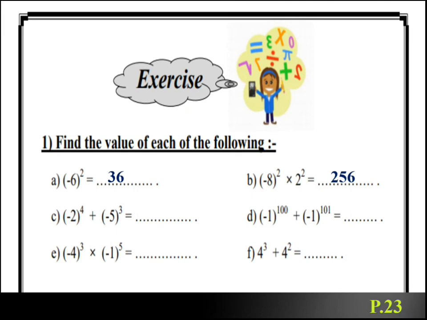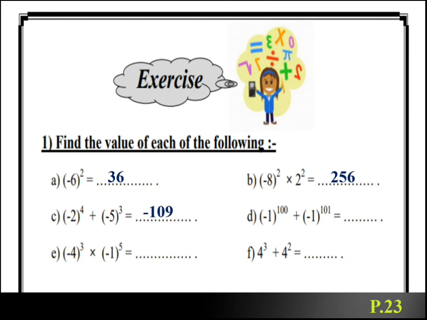Let's go to letter C. Here we have the sign between the numbers plus. So find the answer directly without any steps. So put on your calculator -2 between brackets power 4 plus -5 between brackets power 3. Don't forget the brackets. So the answer will be -109.